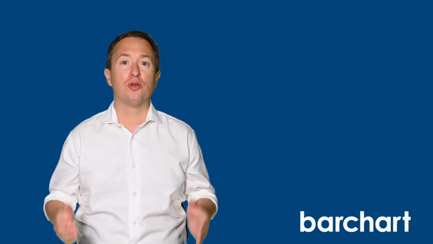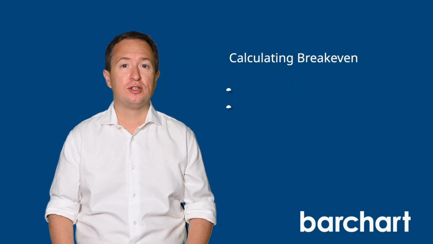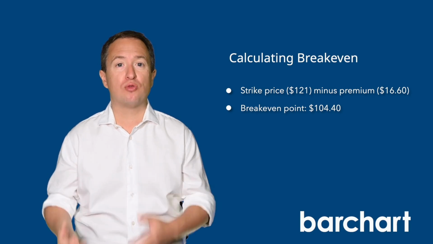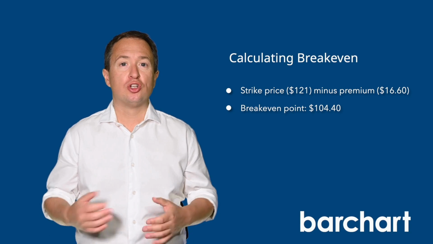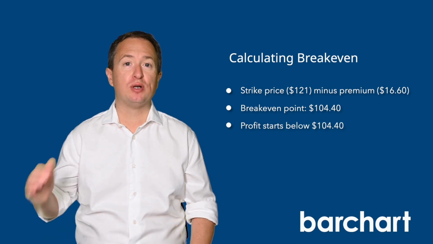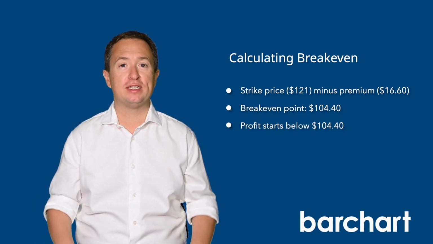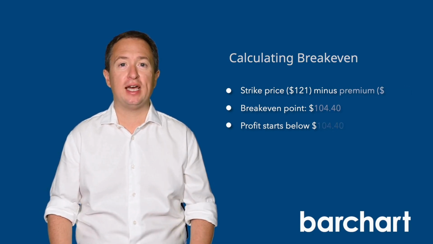You'll also need to know your break-even point on this trade. Now you might say, hey, wait, am I not profitable if the stock moves below $121? Well, you also have to wait for the stock to drop as much as the premium you paid before seeing any profit. Your long put will start to become profitable if NVIDIA stock trades below your break-even point, which is $104.40. And that's the strike price minus the premium paid to enter the trade.